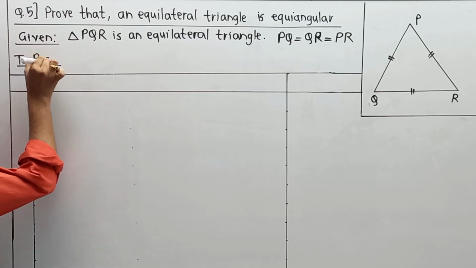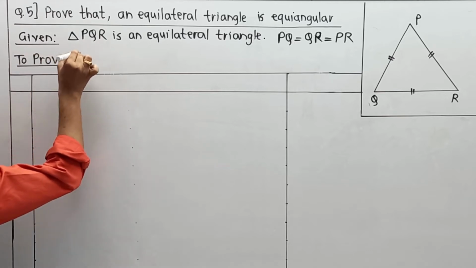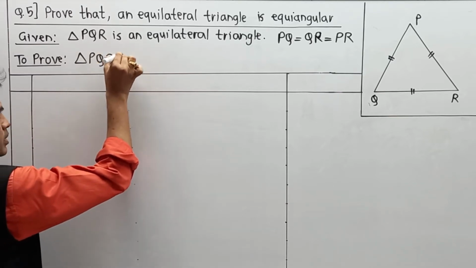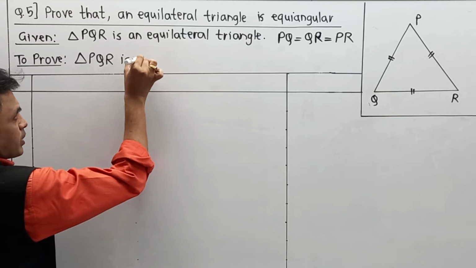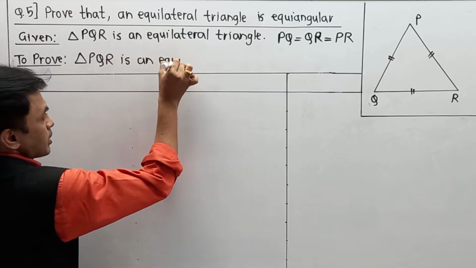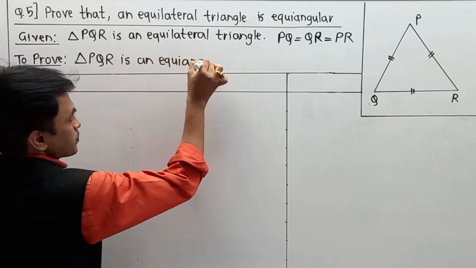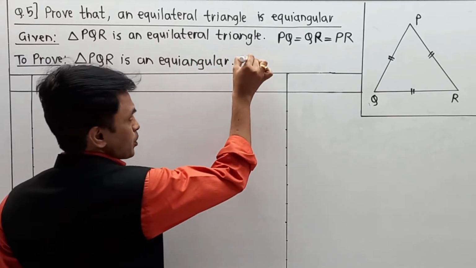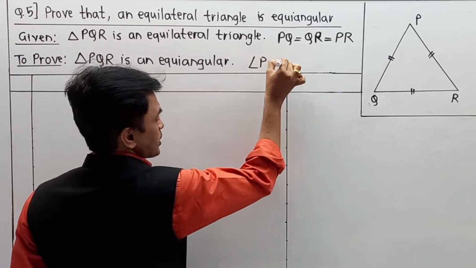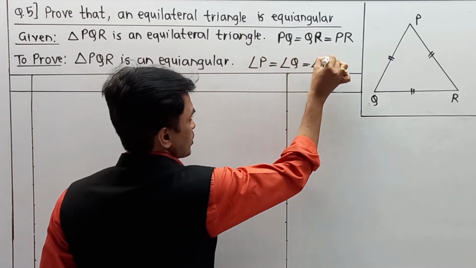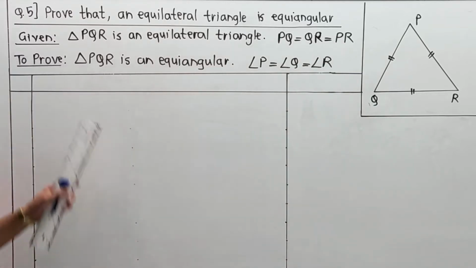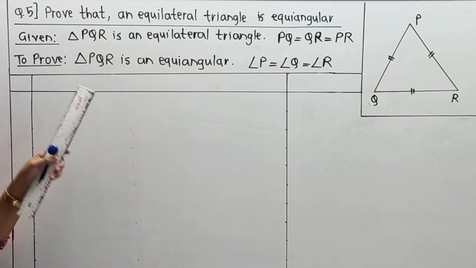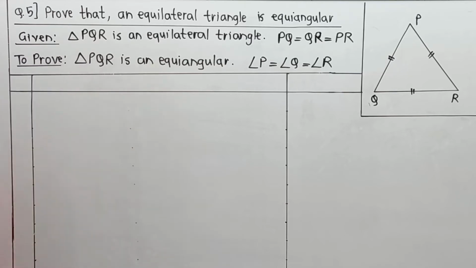So, to prove: triangle PQR is equiangular, means you have to prove its angles are equal. In short, your target is to prove angle P is equal to angle Q is equal to angle R. That you have to prove. Generally, after writing given and to prove, it may be in one line, it may be in two lines. You have to write it properly, and then you have to go for the proof.